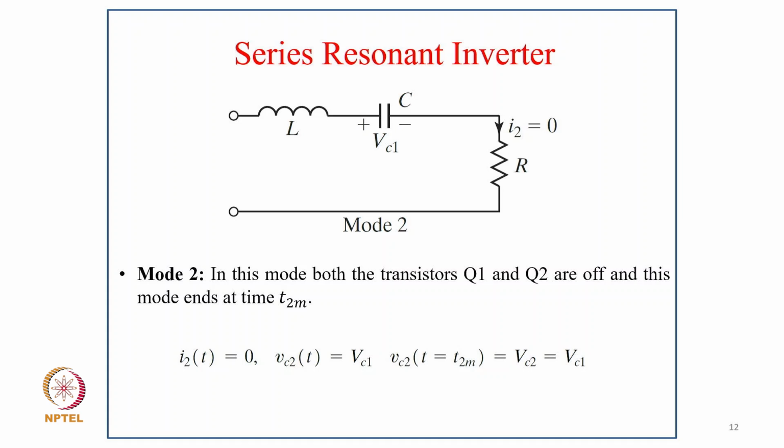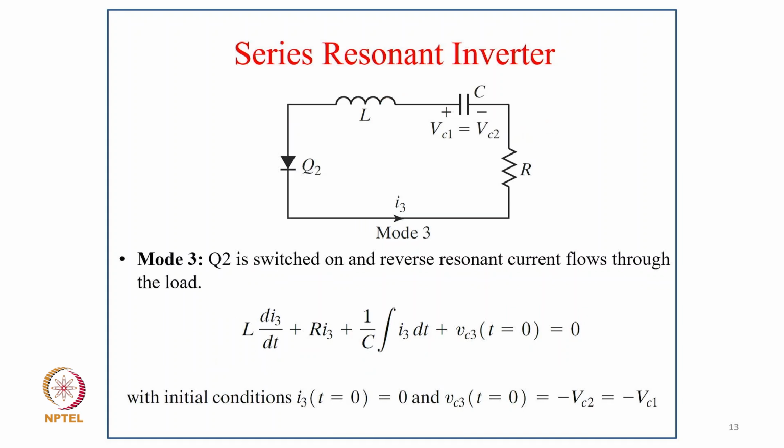So I2 equal to 0 and Vc2 equal to Vc1, and you have another mode 3 when the anti-parallel diode conducts, the series RLC circuit. So Q2 is on, and the reverse resonant current flows through the load: L di3/dt plus R I3 plus 1/C integral I3 dt plus Vc3 equal to 0.